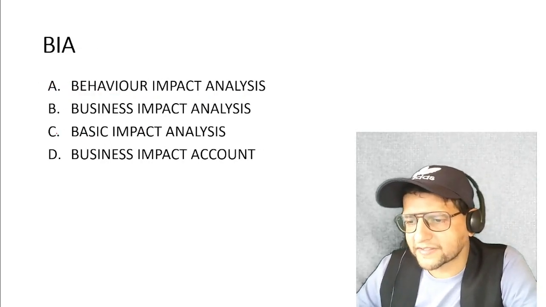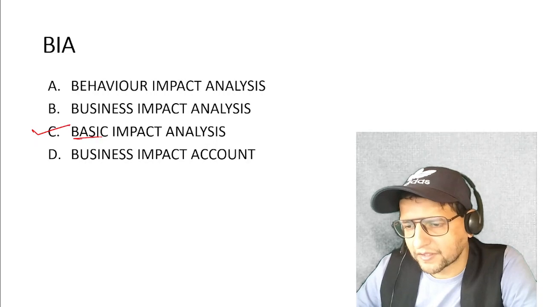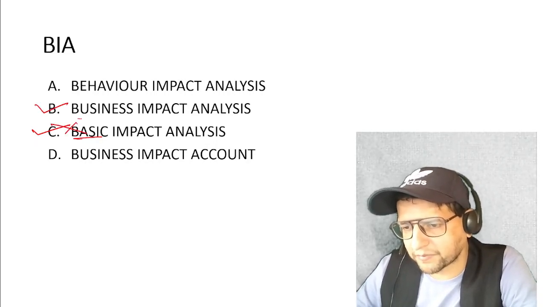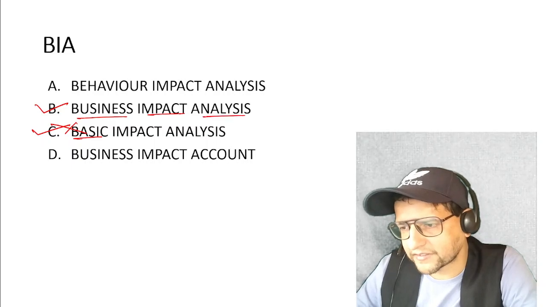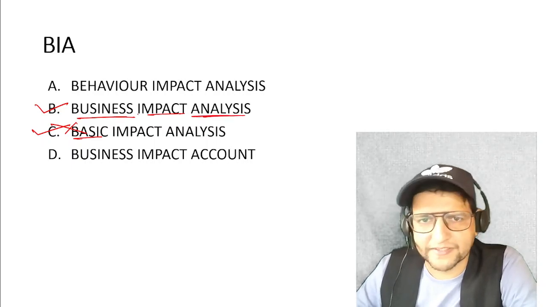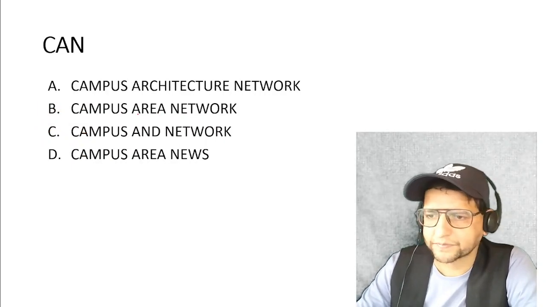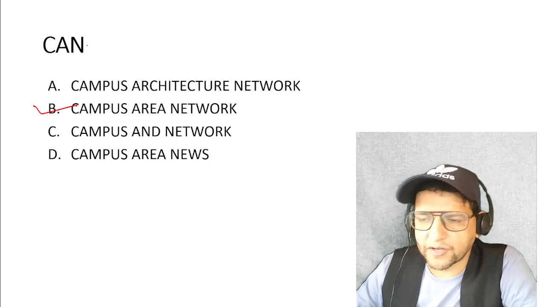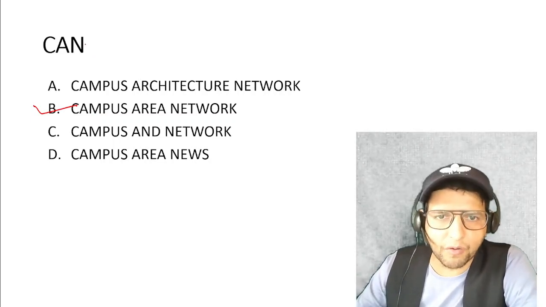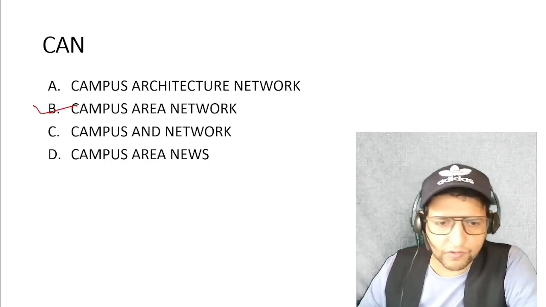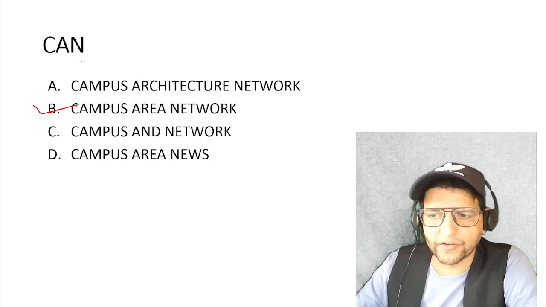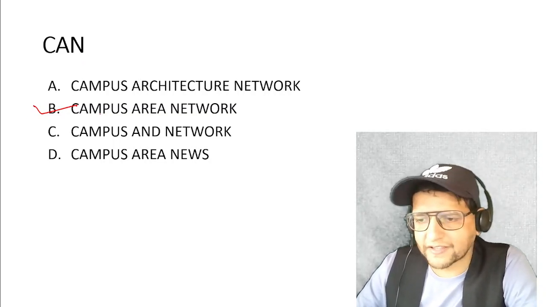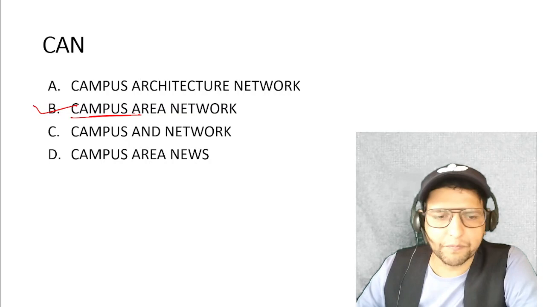BIA is business impact analysis. Sorry, it's not basic. This is not the right. Business impact. So B is the right. Business impact analysis. So B is the right. Business impact analysis. CAN is your campus area network. Campus area network. Now these acronyms might have some other full form with respect to other technologies, but we are discussing all the acronyms with respect to N10-008. This is your campus area network.